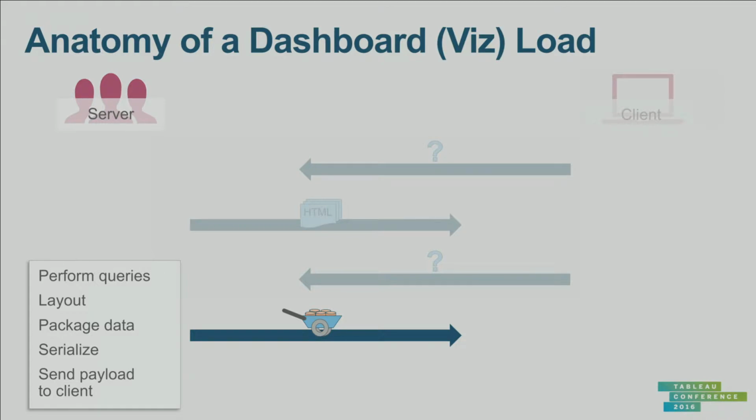Now that payload of data is pretty large then. It's all the data describing the position and color of marks, all the labels and information we need to show in legends and in filters. And so a little graphic here, a wheelbarrow just to indicate this is where the whole description of the dashboard then is given from the server to the client.